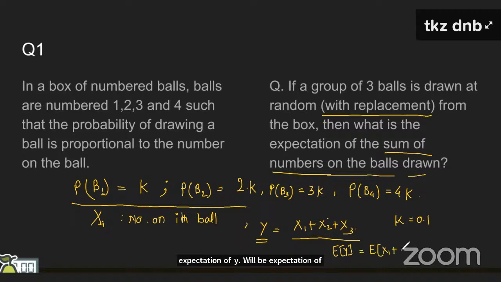So the expectation of Y will be the expectation of X1 plus X2 plus X3. And the expectation of X we have calculated, right? It is 3. So it is 3 into 3, which is 9. Is your doubt solved, or is there another question? I understand. I got it. Okay, no problem, fine.